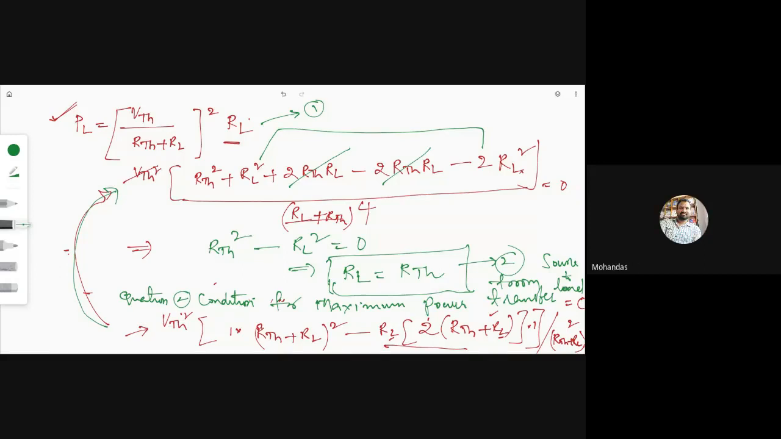Now, once we get this condition here, let us substitute. When the load resistance equals the Thevenin resistance or source resistance, then the maximum power can transfer from source to load. Now what will be the maximum power value? To get the maximum power value, you have to substitute R Thevenin in place of RL. So let me substitute this condition in equation number 1.